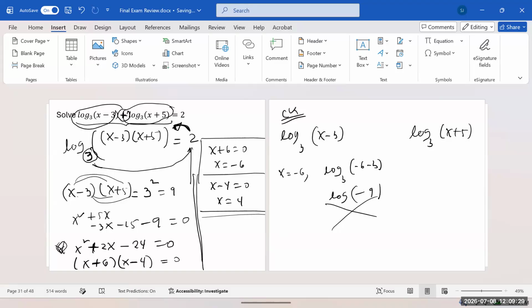It's automatically undefined. When x is 4, we get log of 4 minus 3, and we get log of 4 plus 5. This is plus, this is plus. I mean, this is 1, acceptable, this is 9, acceptable. So the only answer is x equals 4.